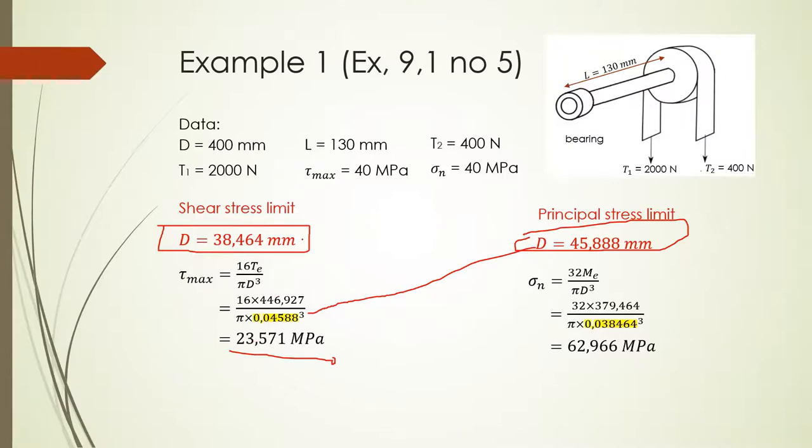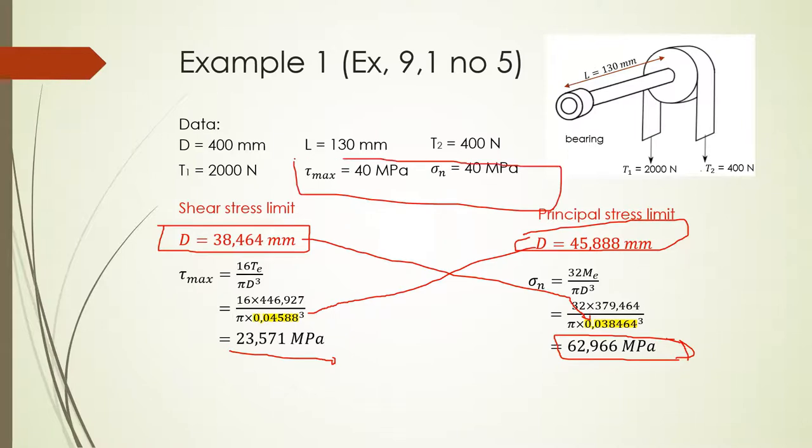Now let's take this diameter here and substitute it into the principal stress and see how much we are going to get, because if we substitute 45, we are going to go back to 40 anyway. So we substitute this one, we get how much? 62. Now which one is allowable between the two? The limit, guys, is how much? It's 40. So this one is beyond 40. This diameter of 38 on the shear stress will be above 40. So we can't use this one.